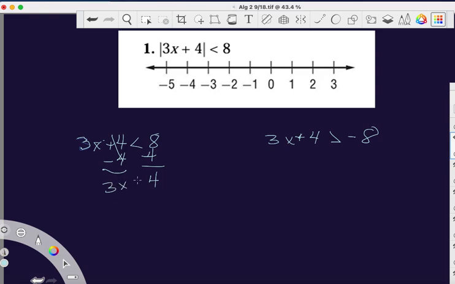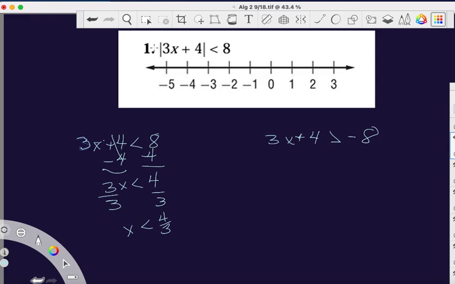3x is less than 4. So we divide by 3. Now we have 4/3. So x is less than 4/3, or 1 1/3. Right? That was easy enough, wasn't it, Mr. Sutherland?